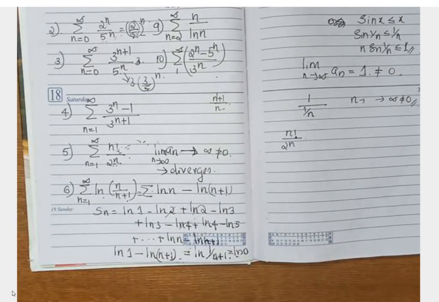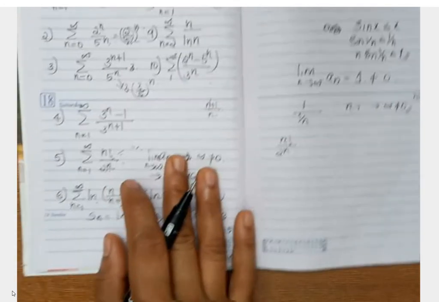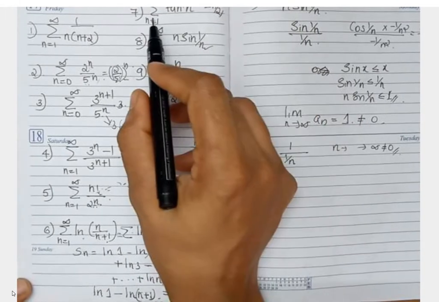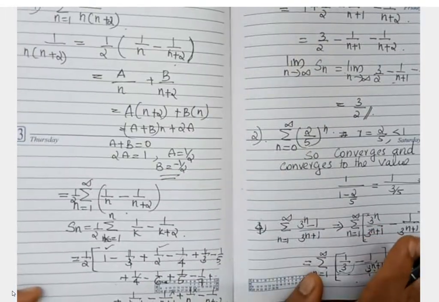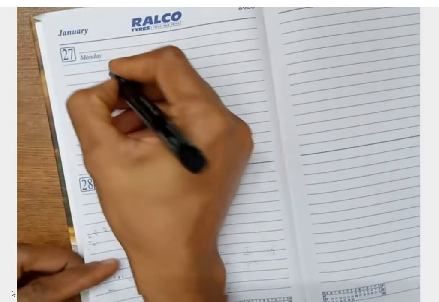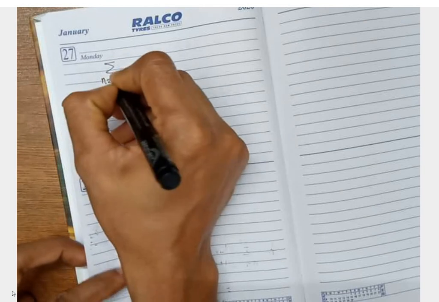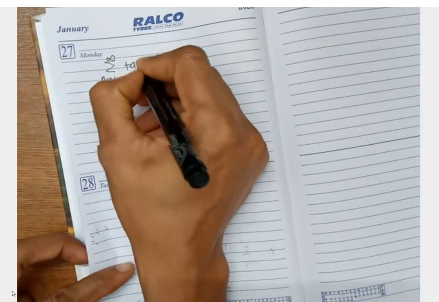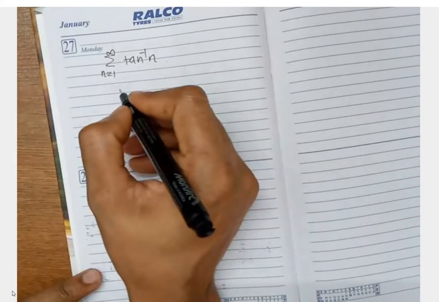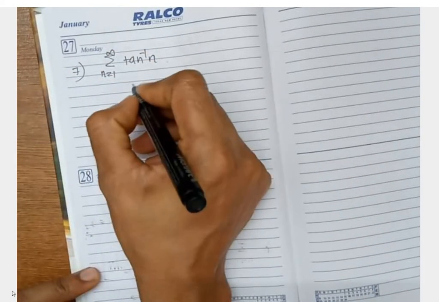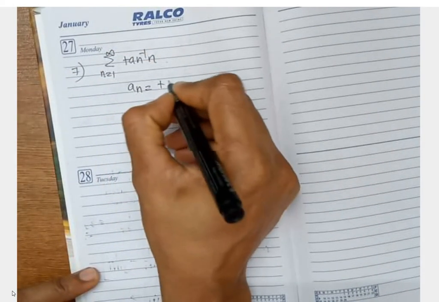Next, we are going to do the seventh problem, that is the summation n equal to 1 to infinity tan inverse 1 by n. Summation n equal to 1 to infinity tan inverse n. For that, we are going to look at what a n is here. A n is equal to tan inverse n.